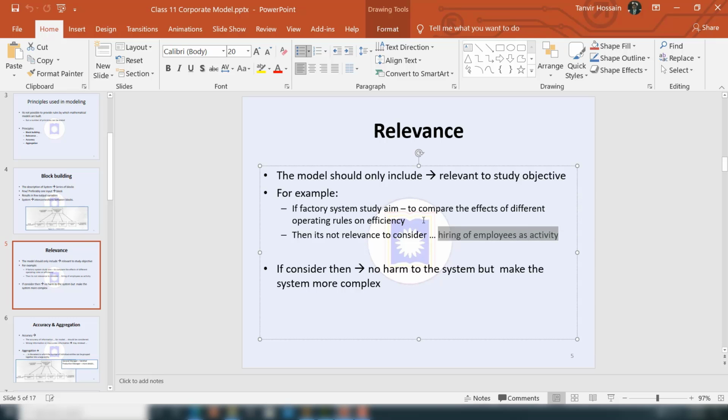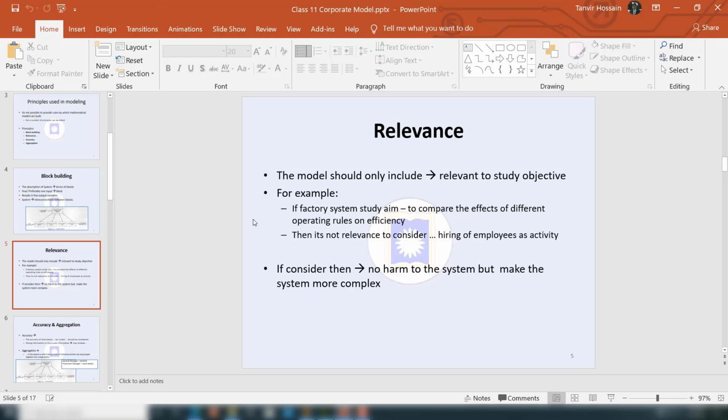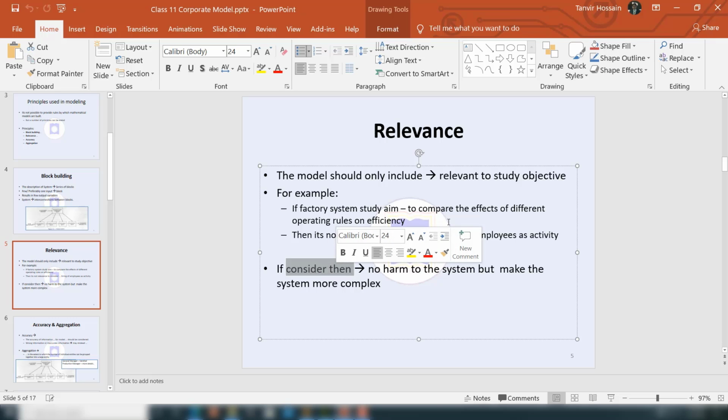So your target is to understand the effects of different operating rules on efficiency. So you should not be considering the steps to hire employees as an activity in this specific version of a simulation model. If you consider models outside the scope of your objective, it may not do any harm to the system, but your system will become more complex.